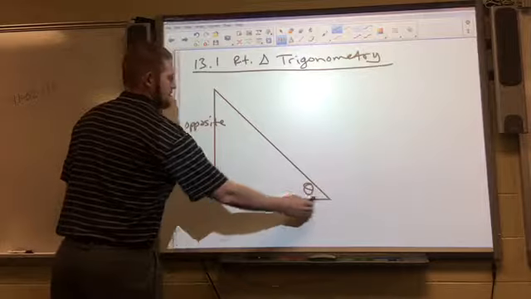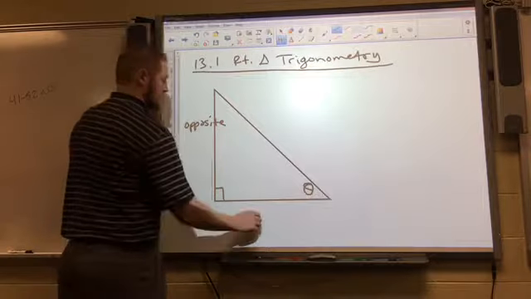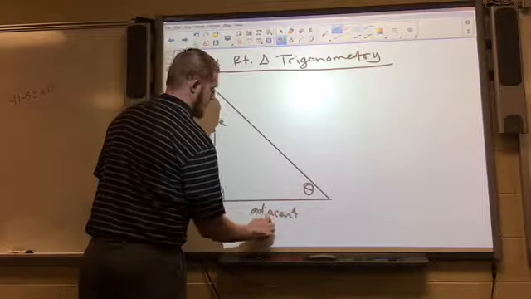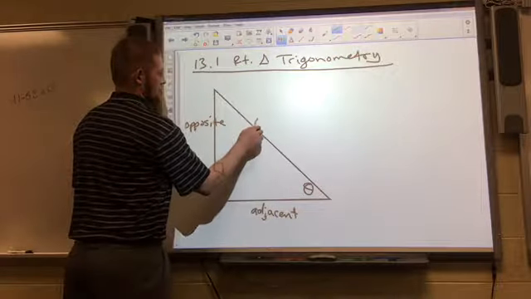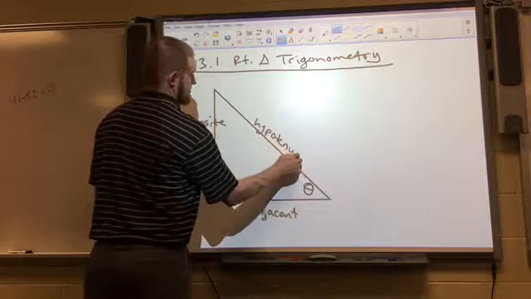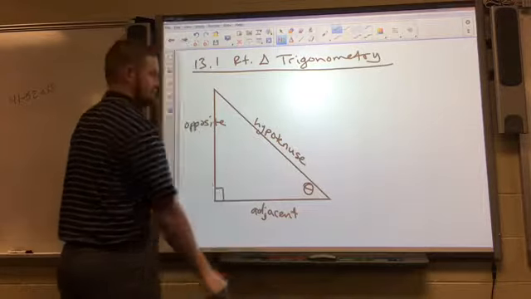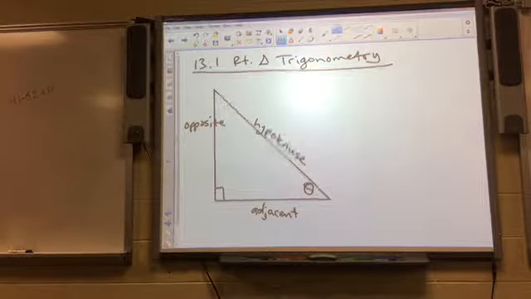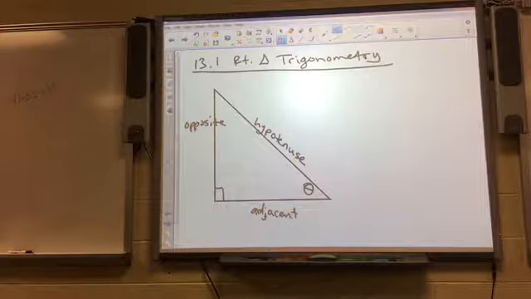What's the side called next to it? Adjacent. And then opposite the right angle is always your hypotenuse. It's always the biggest one.